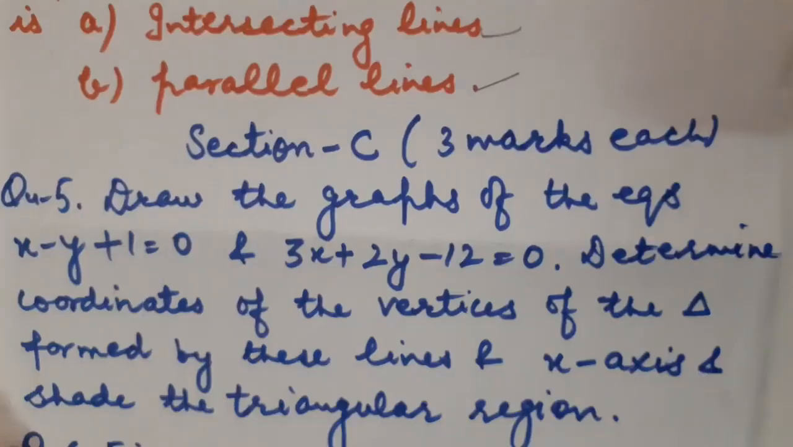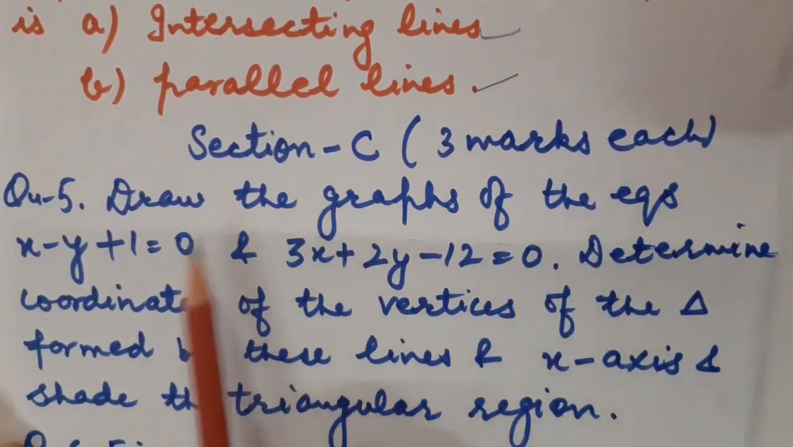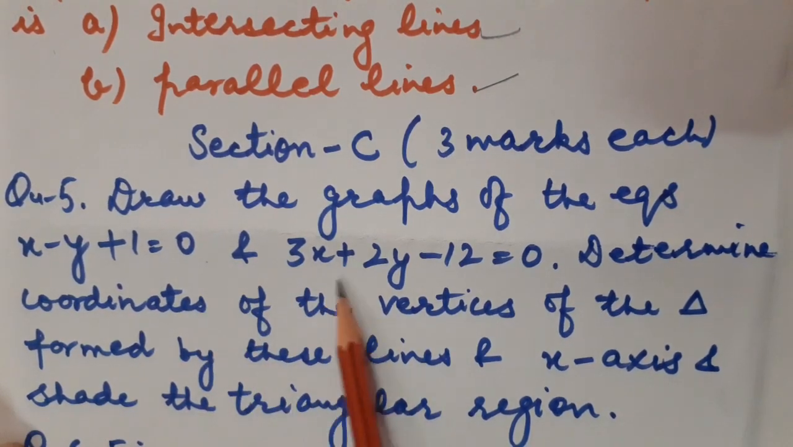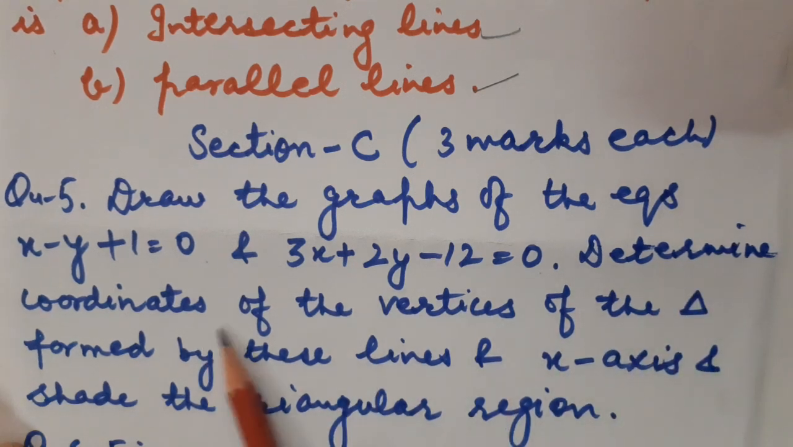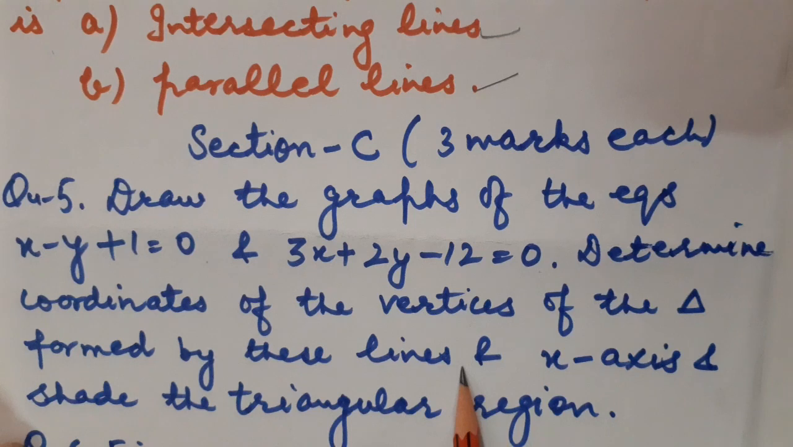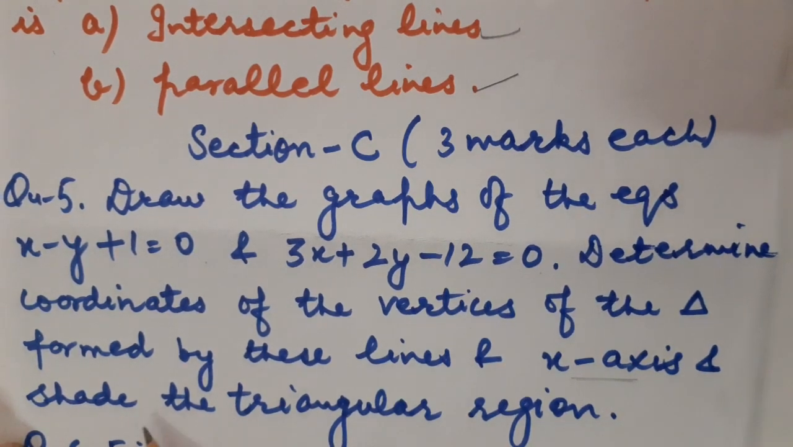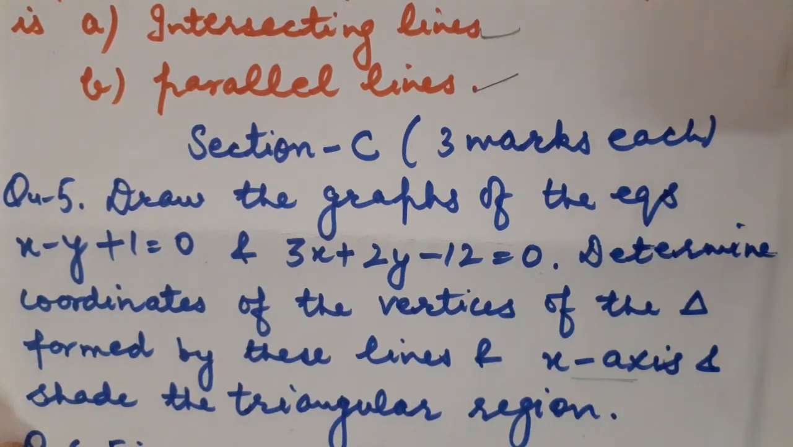Clear? Now, children, let us switch to section C, that is 3 marks each. Draw the graph of the equations x minus y plus 1 is equal to 0 and 3x plus 2y minus 12 is equal to 0. Determine the coordinates of the vertices of the triangle formed by these lines and the x-axis. Fine. And you have to shade the triangular region also. Clear, children? This is the statement of question number 5.